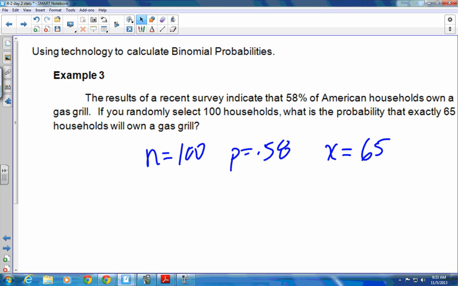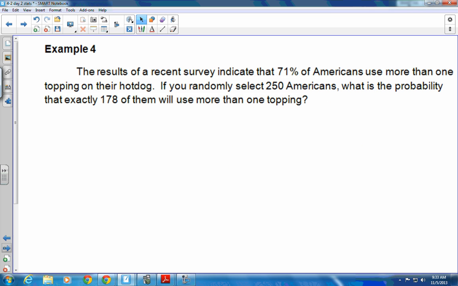So again, this is about 3%. So the next one says the results of a survey said that 71% of Americans use more than one topping on their hot dog. If you randomly select 250 Americans, so obviously not going to use the table on this one, what is the probability that exactly 178 of them will use more than one topping?